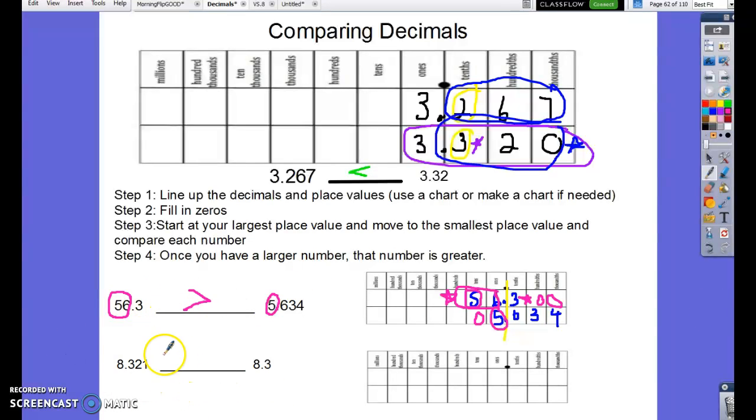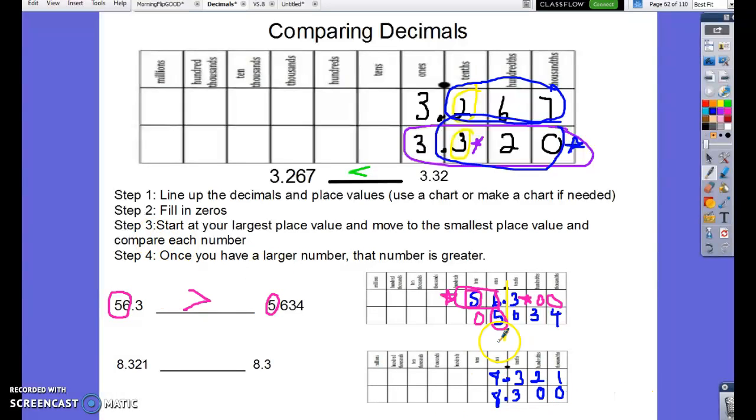Okay, so let's look at our last example. We're going to put it into our place value chart and line up our decimals. So we have 8 and 321 thousandths, and we have 8 and 3/10. Okay. Step 2 says we need to fill in our zeros, so we're going to fill in our zeros.